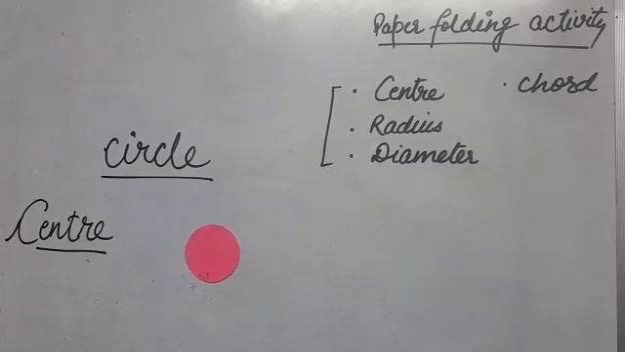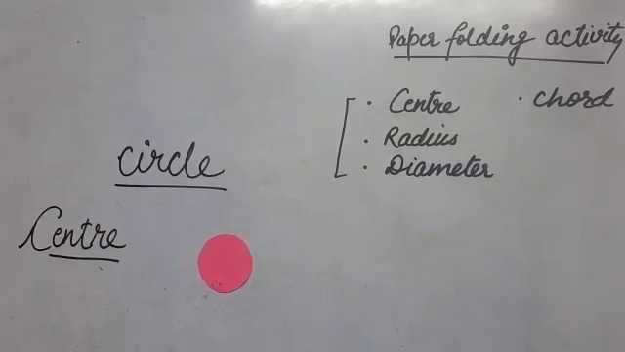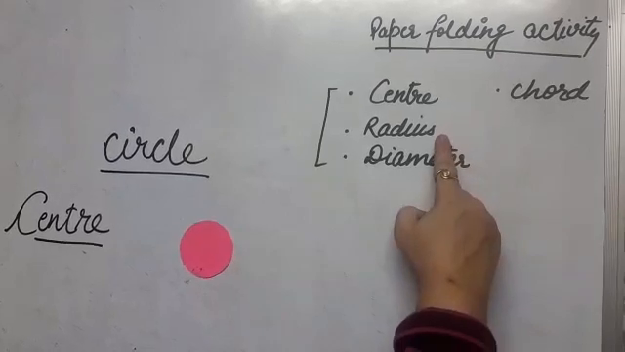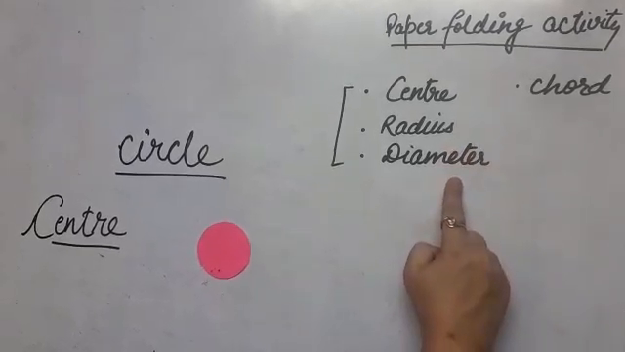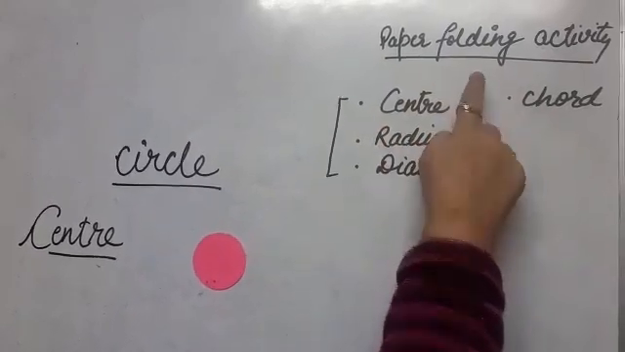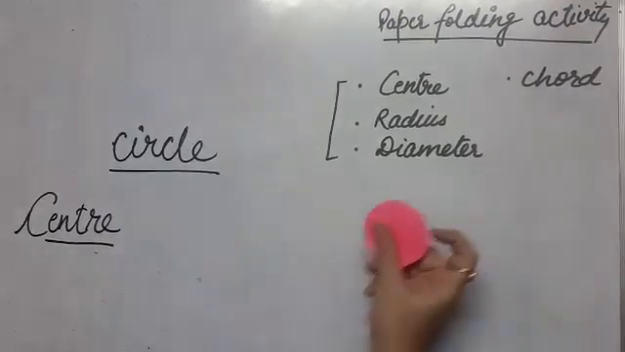Hello everyone. Today we are going to start chapter circle. I'm going to introduce center of the circle, radius of the circle, diameter of circle and chord of the circle by paper folding activity. First thing I want to find out center of the circle.